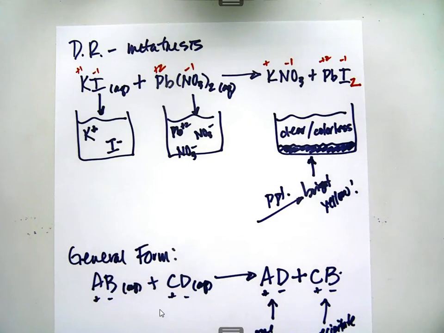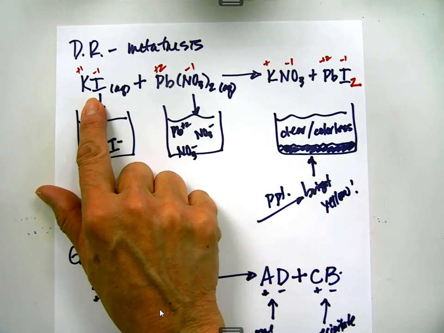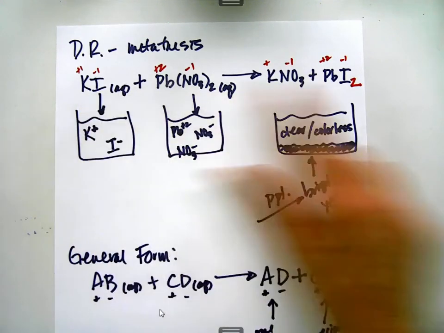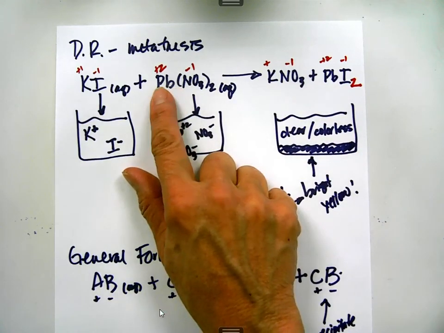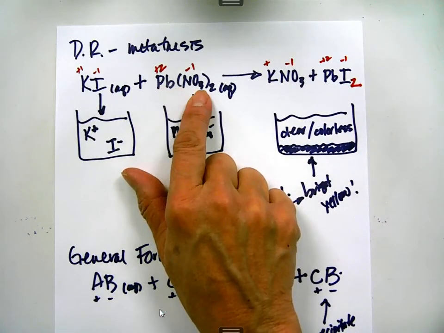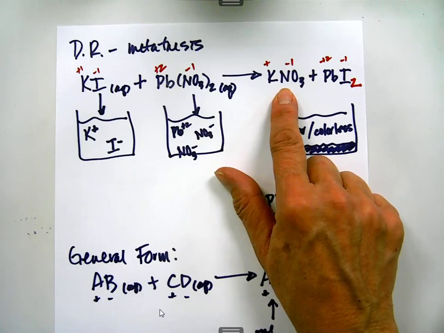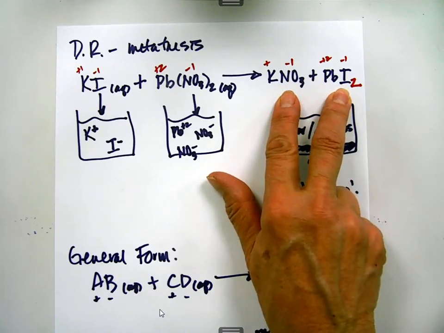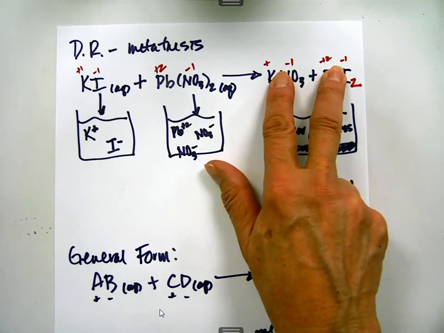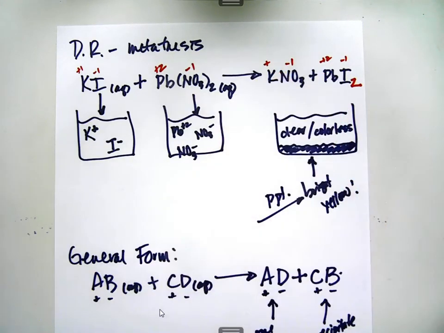PbI2. You must predict new nomenclature for products in order to write this reaction correctly. Just because potassium and iodine combine in a 1-to-1 ratio here does not mean lead and iodine can combine in that ratio. Just because lead and nitrate combine 1-to-2 here doesn't mean that potassium and nitrate are going to combine 1-to-2. You have to write brand new nomenclature for products based on the individual charges of the ions that are coming together. Somebody in the back there had a question.